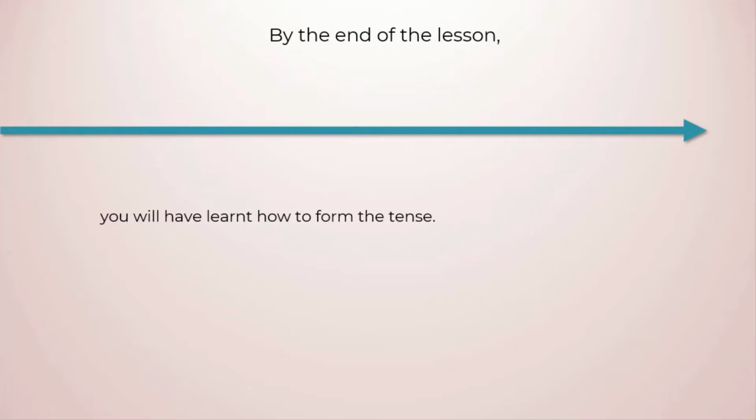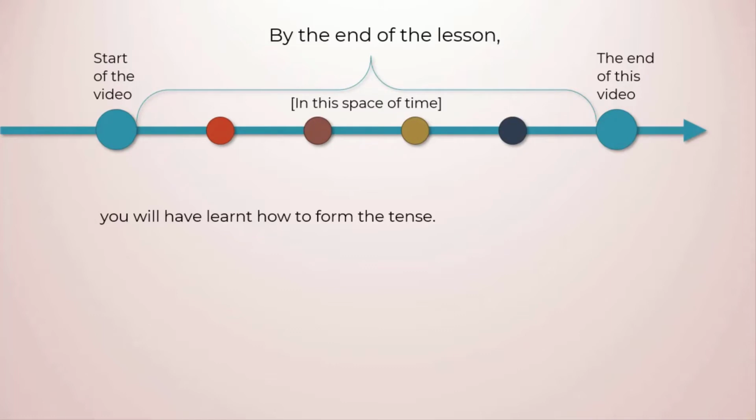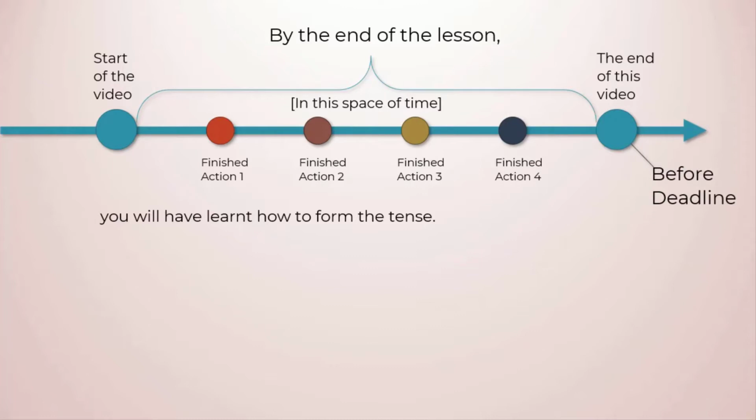At the moment, you're watching the video. The end of the video is something around 8, maybe 10 minutes from now. And everything you're going to learn takes place between the start of the video and the end of the video. You see, the future perfect is used for a finished action or a group of finished actions that take place before the end time or deadline.